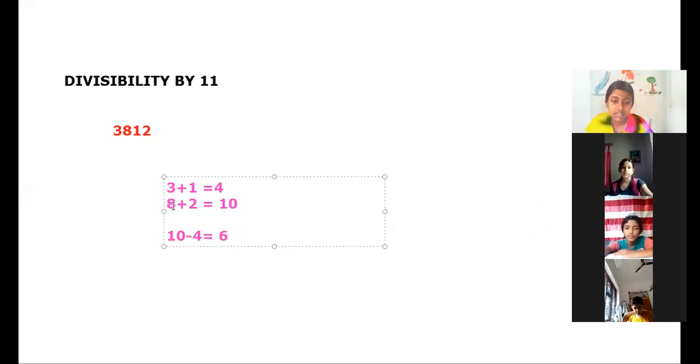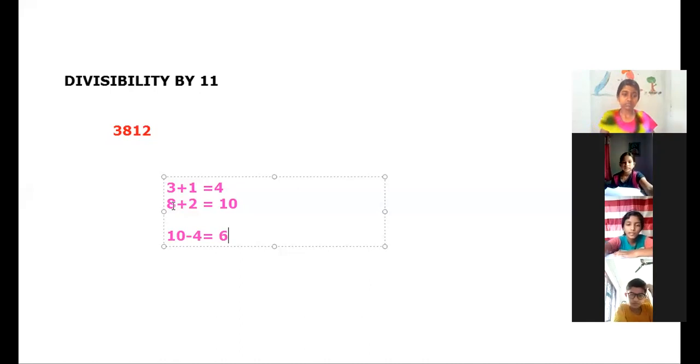Then it is not 0 or a multiple of 11. That's why we can say that the number is not divisible by 11. So 3,812 is not divisible by 11. Okay, is the divisibility by 11 clear? Yes. Okay, then I am going to give homework.